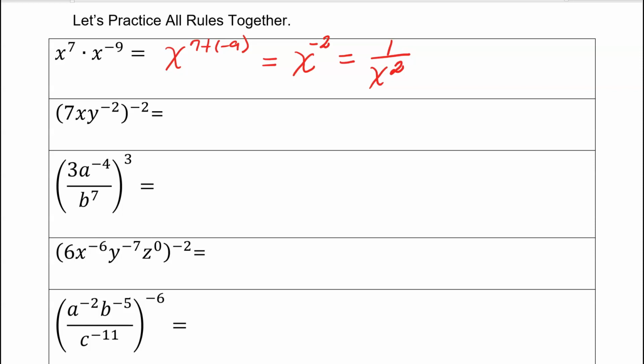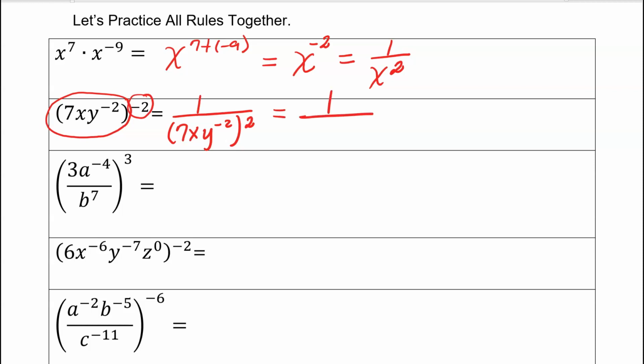Next, we have 7xy to the negative 2, all to the negative 2. We can do this in a couple of ways. One way is you can take all of this to the denominator. For example, 1 over 7xy to the negative 2 to the positive 2. Right? It changes this exponent.